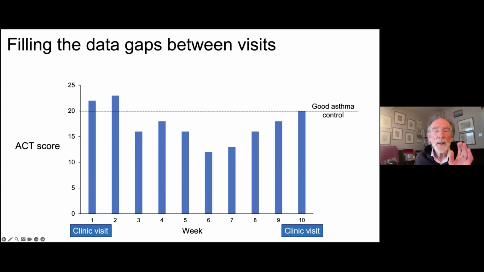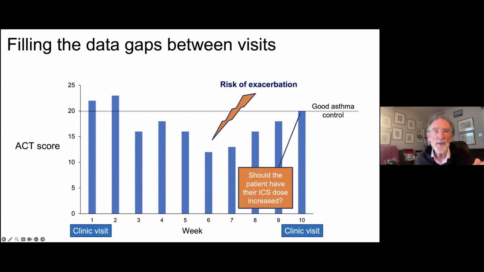But if we collect the data at intervals, we can see that there was a period when the ACT was lower, and we know that low ACT scores indicate a risk of exacerbation. So now at week 10, the physician can see the change in ACT score, ask the patient about what happened, and then make a decision, an informed decision, as to whether they should have their dose of ICS increased or not.